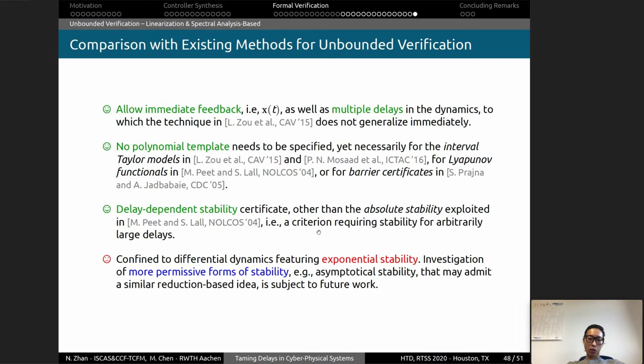But there's also some disadvantage of this method because it is confined to differential dynamics featuring exponential stability, as you saw. So investigation of more permissive forms of stability, say asymptotic stability, which may admit a similar reduction-based idea, is subject to future work.